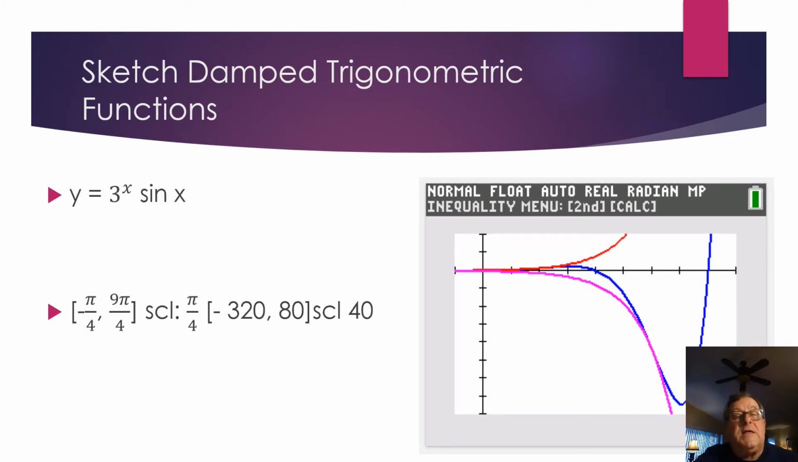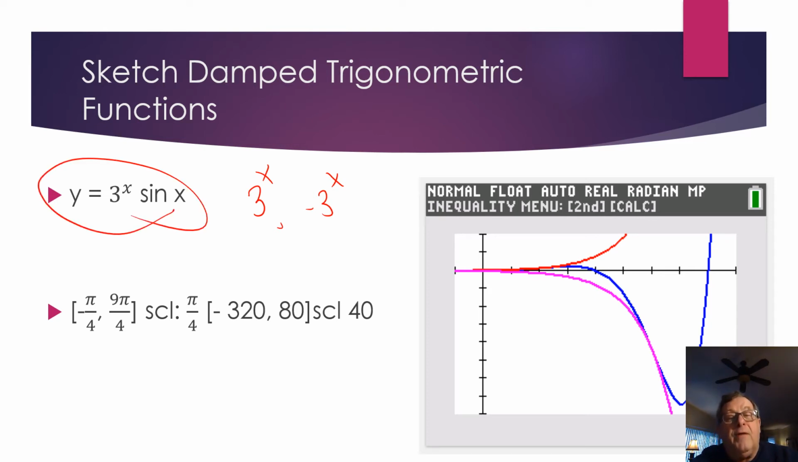And then our third example of a damped trigonometric function, well, guess what? This time we got an exponential function. So our damping factor f of x is equal to 3 raised to the power of x, and then we'll also use -3 raised to the power of x. We see that in pink. 3 raised to the power of x is in red, and our total function here, 3 raised to the power of x times the sine of x, is in blue.